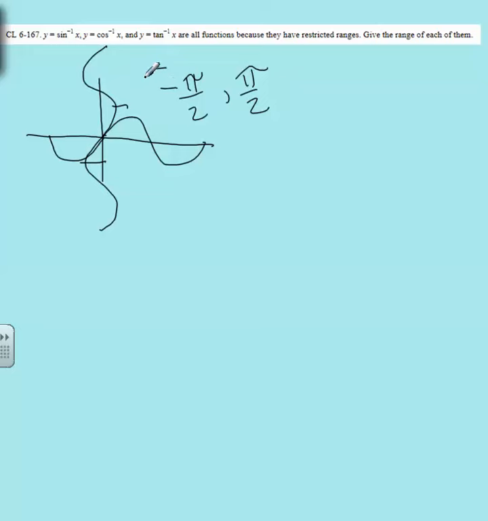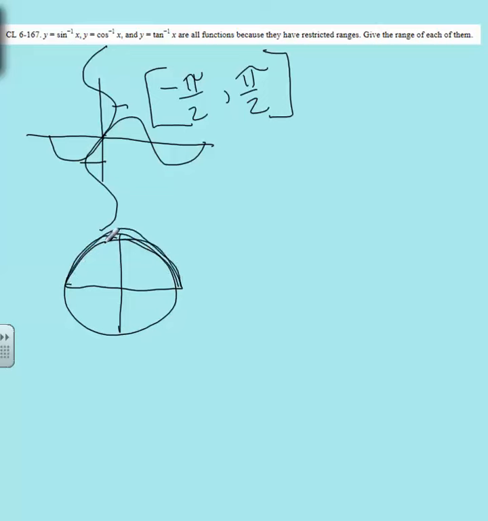And that's inclusive, so we can use square brackets. For the inverse of cosine, that one's a little bit different. When we look at that, instead of using the graph on this one, I'll take a look at the unit circle. On cosine, it was this portion that is included on the graph. And that's from 0 to pi.